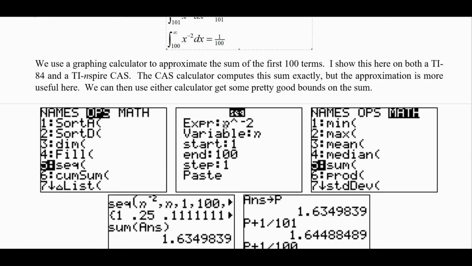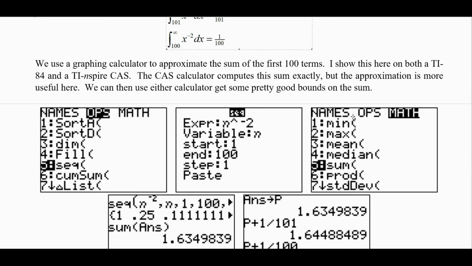You can use whatever you want for your variable. I have mine in sequence mode, so when I hit the xt theta n button, it just gives me n for the variable. But you can use a different letter if you want. Use the n on the keyboard, the alpha n or alpha k if you'd rather, just any letter. So n to the power negative 2, variable's n. I'm going to start at 1 and go to 100, step it up by 1, paste it on there, and that gives us this sequence command right here, and hit enter, and it gives us a sequence.